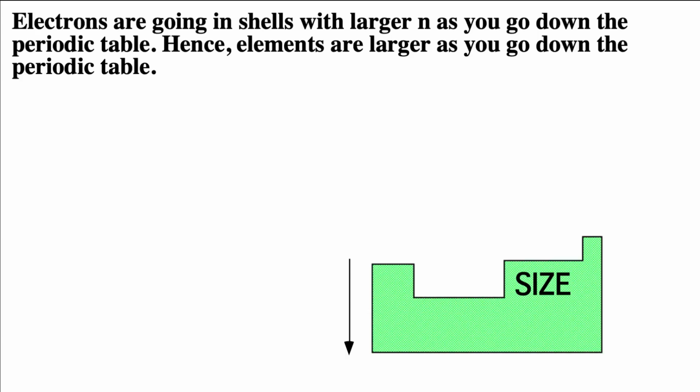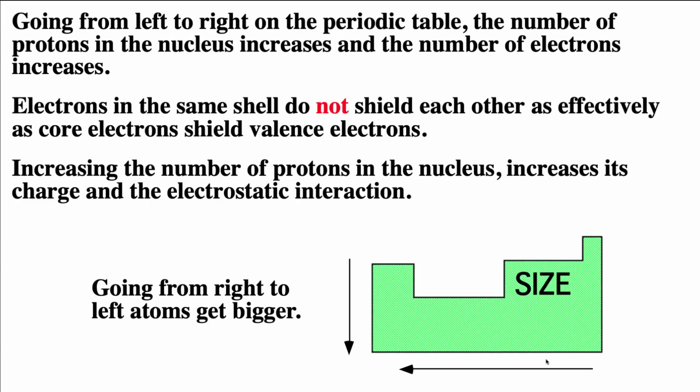And so if we think about the periodic table, as you go down the periodic table, electrons are going into bigger and bigger shells. Remember, as you go down, electrons are going in shells with bigger n. n denotes the shell, but also indicates the size. And so as you go down, atoms get bigger. As you go from left to right, you're increasing the number of protons in the nucleus, and so the atoms actually get smaller. And so if you combine those two concepts, as you go up and to the right, atoms should get smaller. As you go down and to the left, atoms get bigger.